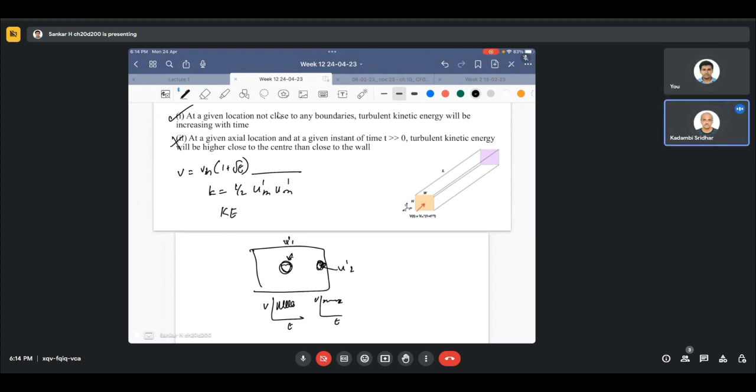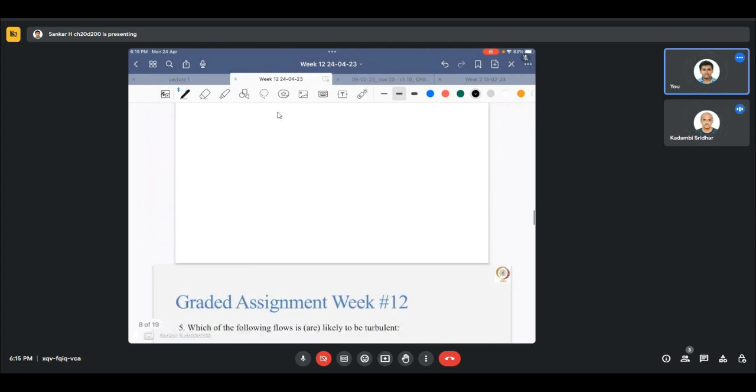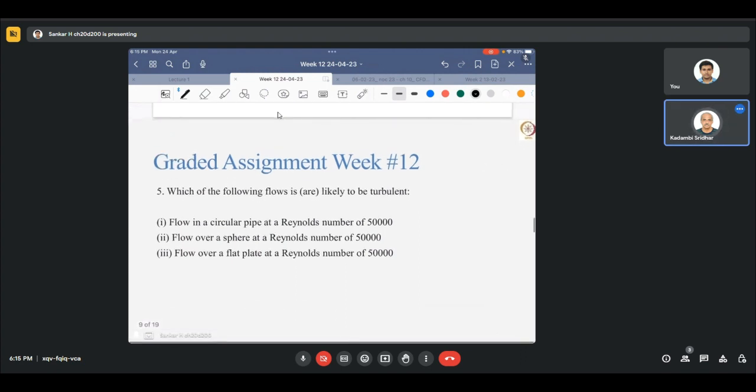Okay, question number 6. Which of these are the characteristic features of turbulent flow? First one is always three-dimensional and fluctuating. Second one is high diffusivity, and the third one is they do not obey Navier-Stokes equation. First two.